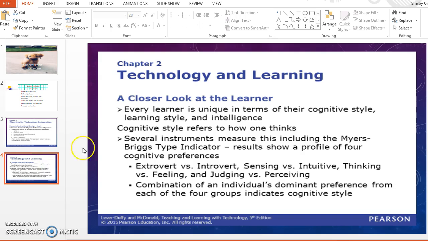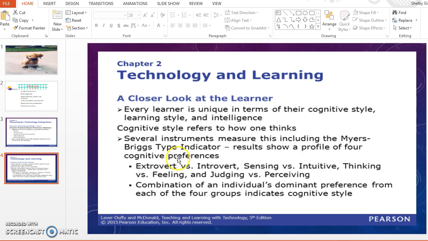And my next muddiest point was with these tests that the chapter attempts to bring up, such as the Myers-Briggs type test or the Stanford-Binet test. The Myers-Briggs test here attempts to measure extroverts, introverts, sensing, intuitive, thinking, and so on. And I was just thinking, students probably don't neatly fall into these categories.